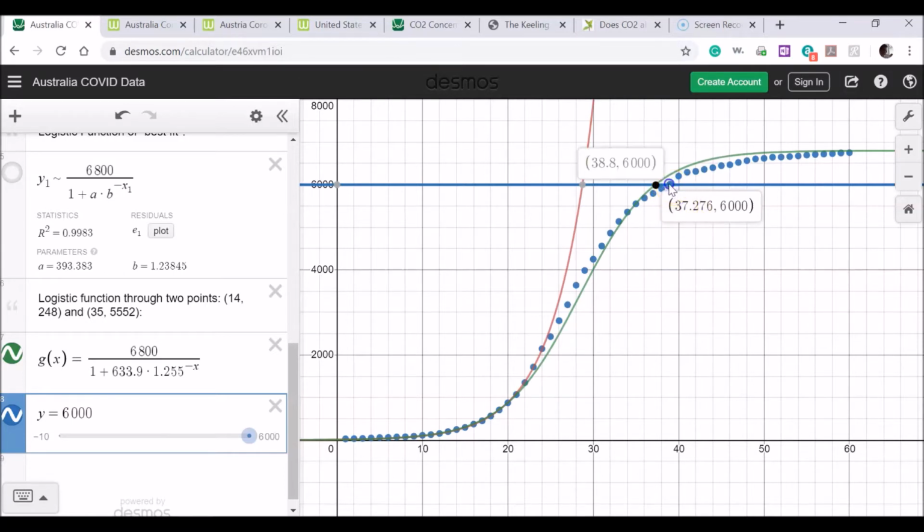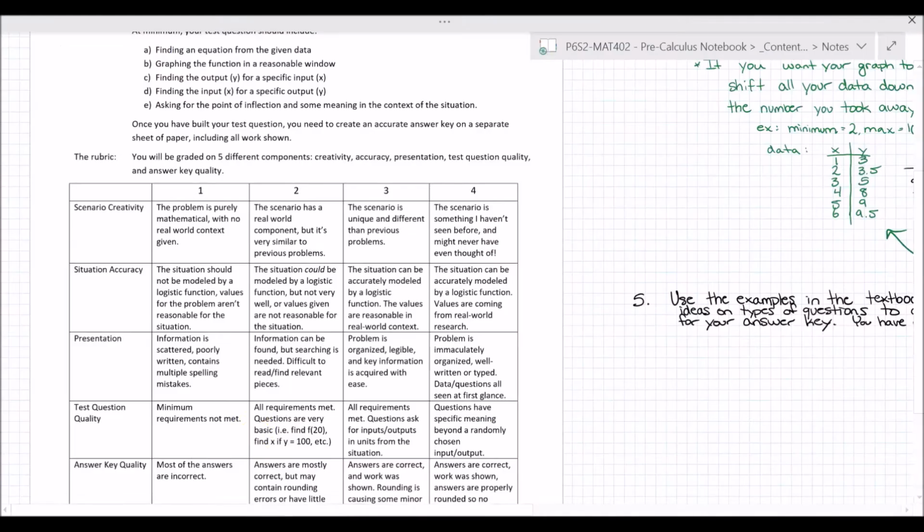And in actuality, they hit 6,000 cases somewhere around between day 39 and 40, so it's pretty close. The last part is one of the most interesting ones in here. It asks for the point of inflection and some meaning in the context of the situation.